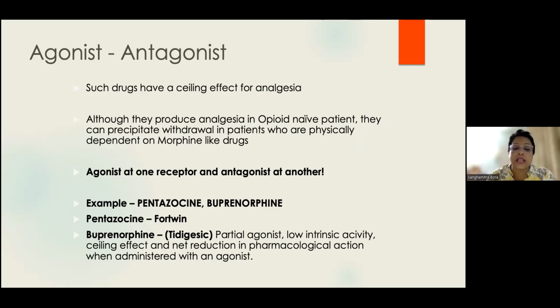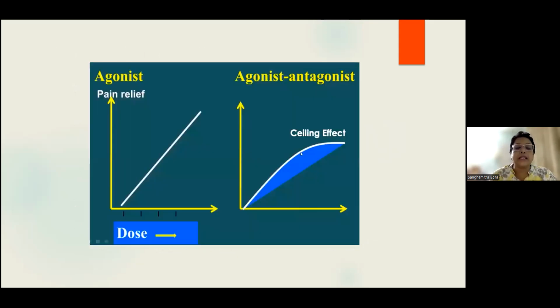They have low intrinsic activity, a ceiling effect, and a net reduction in pharmacological action when administered with an agonist. That is the reason why, in this particular graph, as you can see, you can keep on increasing the dose of an agonist like morphine till the pain relief is achieved, but you cannot keep on increasing the dose of pentazocine or buprenorphine for reaching adequate pain relief, and they have a ceiling effect.